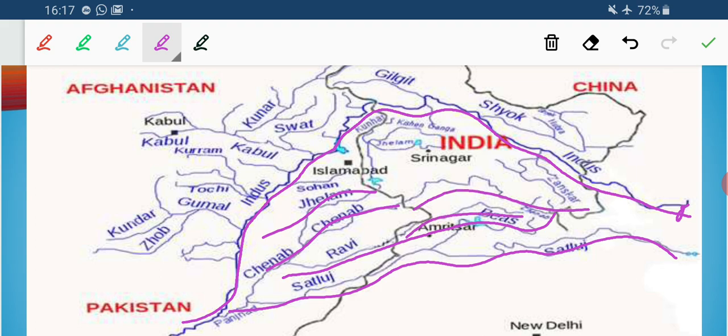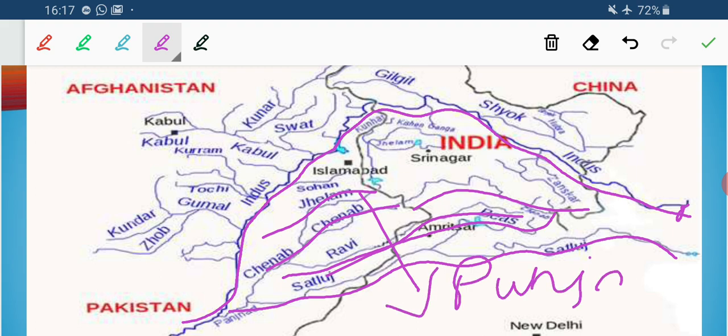So in this way they join the mainstream, and then this entire part is Punjab. The confluence of these five rivers, this zone, is termed as Punjab, which is there in our country as well as in Pakistan. And here you can see it's written Panchnad. This is Panchnad, where the confluence is making the landmass as Punjab, and then it drains towards Arabian Sea. So this is related to the Indus river system.